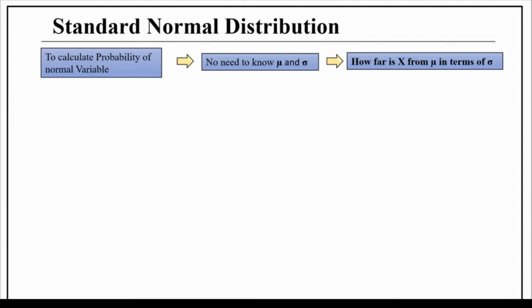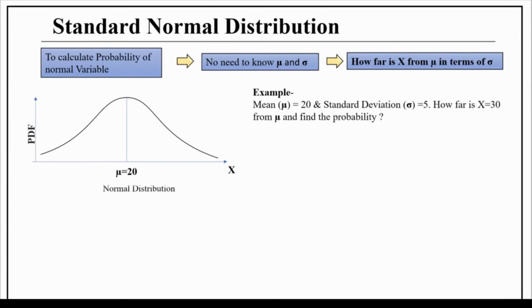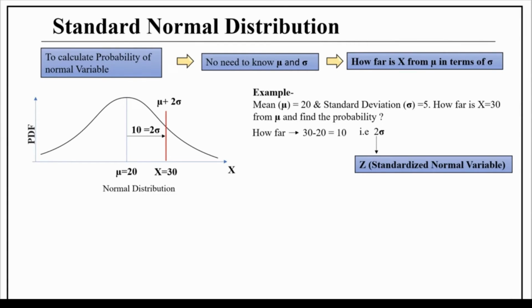Now let's understand it with an example. In this question, the mean is 20 and the standard deviation is 5, and we need to find how far x is from the mean in terms of standard deviation. Here x is 30 and the mean is 20, and the difference 30 minus 20 is 10. When expressed in terms of standard deviation, it is 2 sigma.